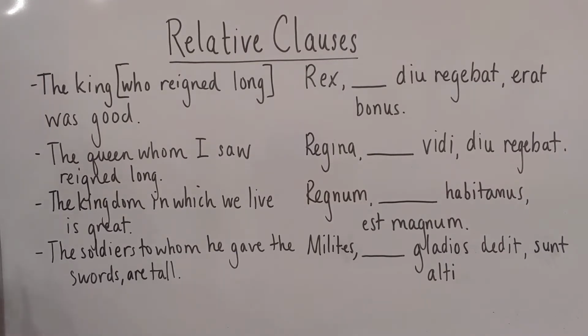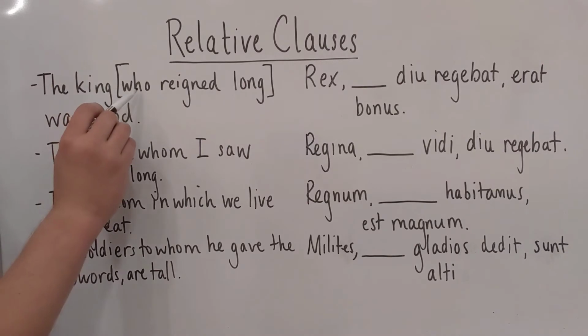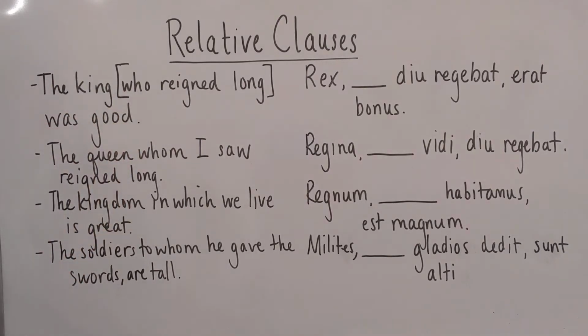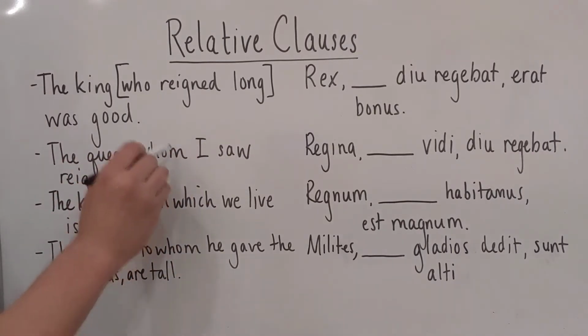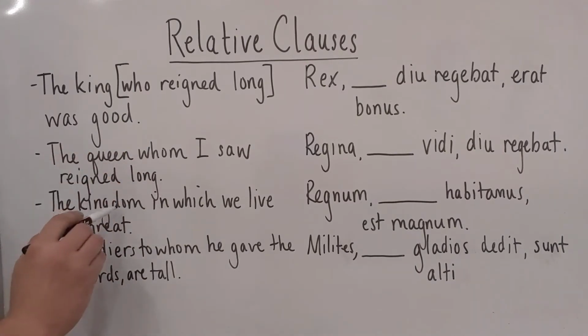When you get to this, you need to identify first the relative pronoun, which in English is who for sexed things, so people, masculine, feminine. For unsexed, inanimate things, English uses the neuter which, so who or which. So the second sentence, the queen whom I saw reigned long. Whom is a sexed thing, so queen. Kingdom is an inanimate, unsexed thing, so we say which.